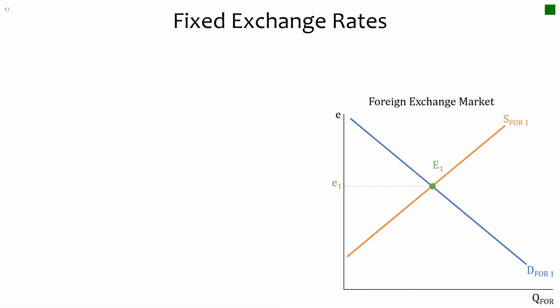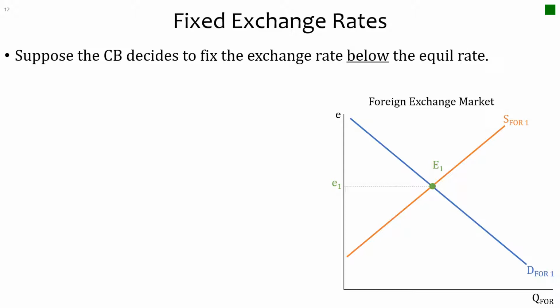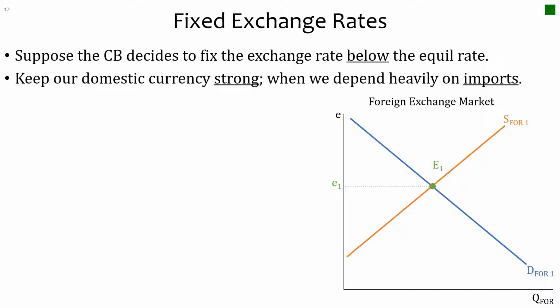The opposite of the last case is when the central bank decides to fix the exchange rate below the equilibrium rate. Okay, so they want to keep the foreign currency cheap, which means that our domestic currency would be strong. And that's when we depend heavily on imports. So you can imagine importers going and protesting in front of the central bank to lower the exchange rate, and they're like, okay, fine, we're going to lower it. So imagine E2 lower than E1 and draw a solid line just to show that this is a target.